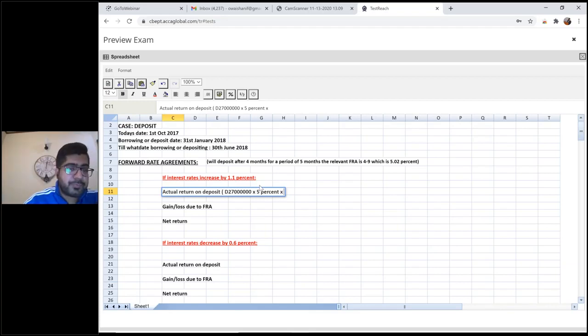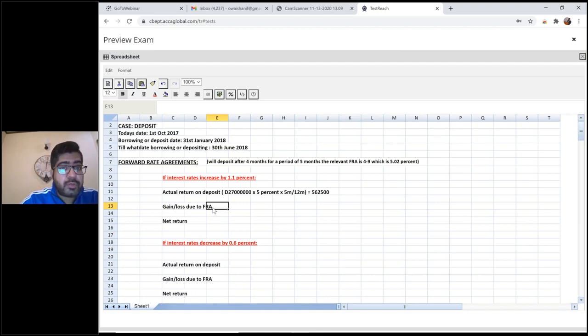So for how long are you investing? If you apply 5% on 27 million dinar, that's per annum. You are not getting return for the whole year because you are not investing for the whole year. You're only investing for a time period of 5 months over 12 months. This will make it dinar 562,500. Get a picture of how this actual return on deposit is computed. It's amount, dinar 27 million, into rate of interest 5% into time period over 12.